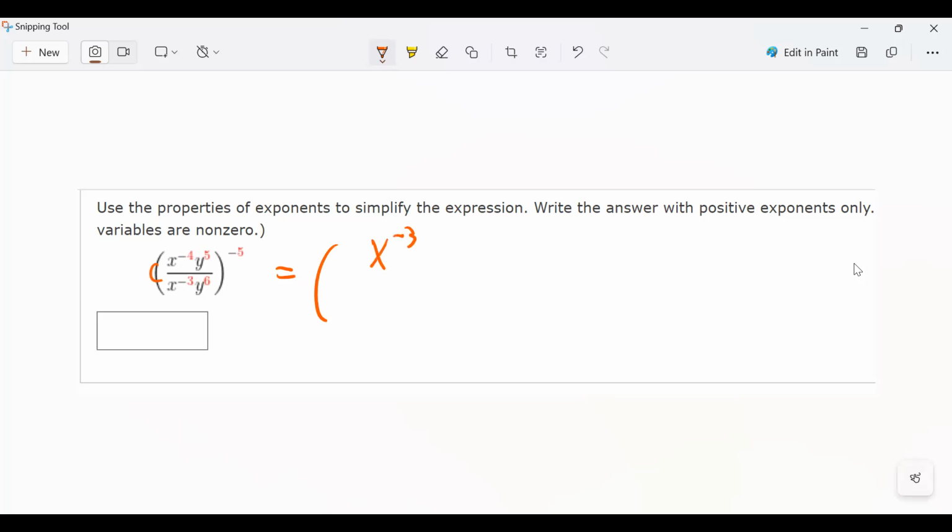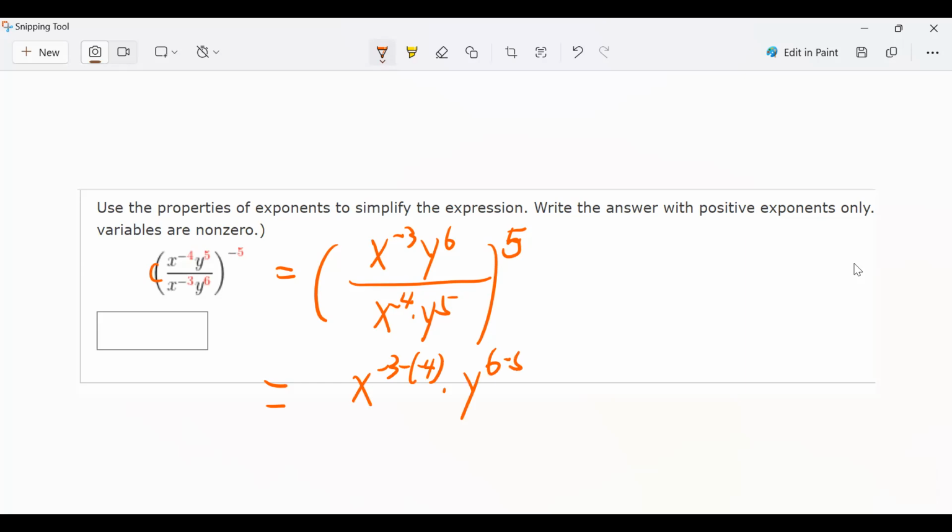x to the negative 3 and y to the 6 go on top, x to the negative 4 and y to the 5 go on the bottom, and then that becomes the 5th power. We can simplify inside of the parentheses first. In order to turn the negative power into a positive power, x to the negative 3 is bigger than x to the negative 4, so you can do x to the negative 3 minus negative 4, and y to the 6 is bigger than y to the 5, so 6 minus 5.